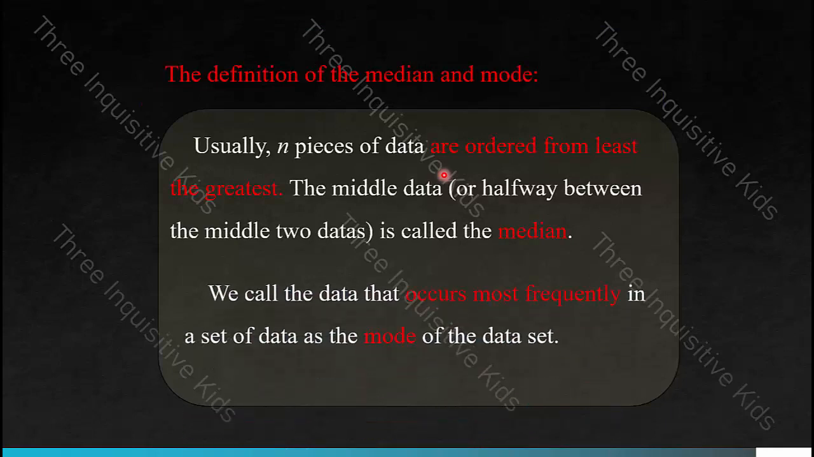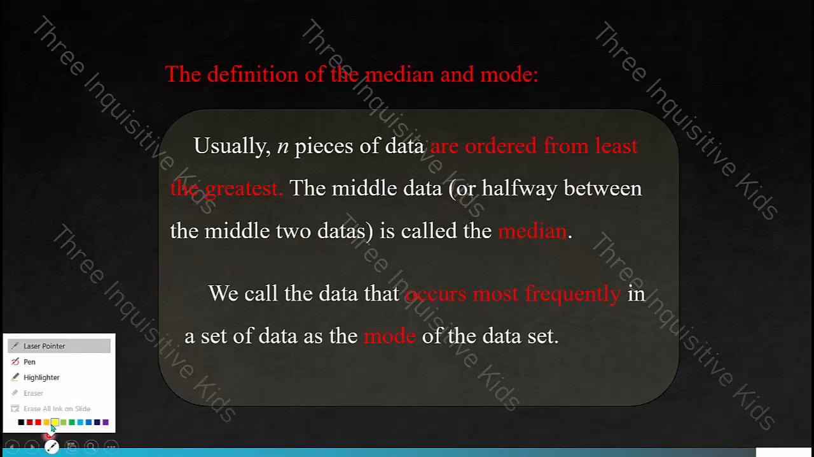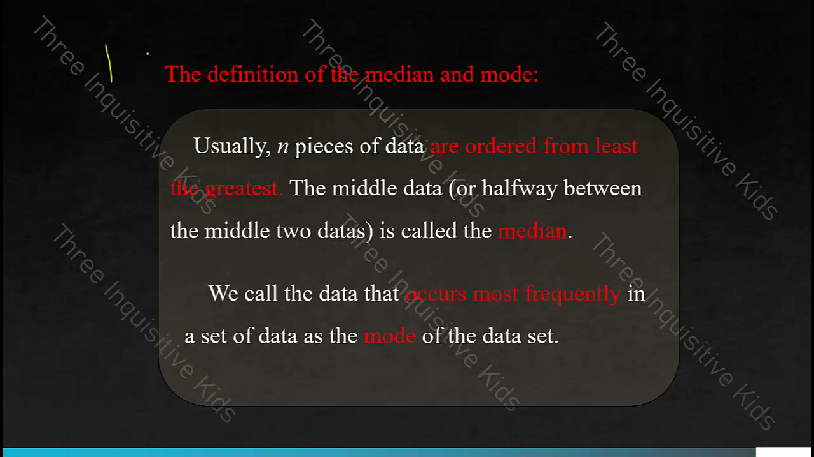So here's the definition of the median and the mode. Usually, if n pieces of data are ordered from least to greatest, the median is the middle piece of data, or halfway between the middle two data. If you have something like this, you don't have a middle number here, so you would take these middle two numbers and then find their middle, which in this case would be 4. So that is the definition of the median.